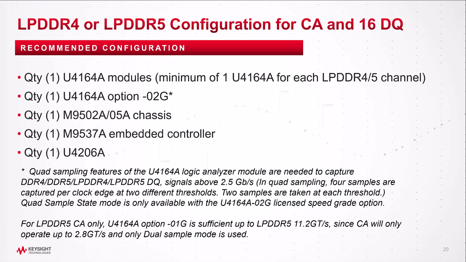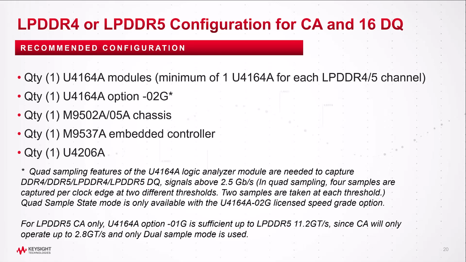The quad sampling features of the U4164A module are required to capture the DQ of DDR4, DDR5, LPDDR4, and LPDDR5 for signals above 2.5 gigabits per second. In quad sample mode, 4 samples are captured per clock edge at 2 different thresholds. This is the read rising, read falling, write rising, write falling samples. Quad sample state mode is only available with the U4164A O2G licensed speed grade option.